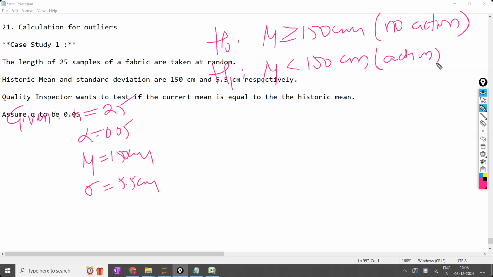Right? Now, the next one is alpha. Step 2, alpha. What is the alpha value for this question? Done.